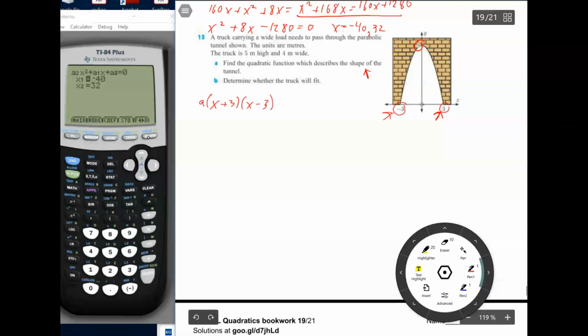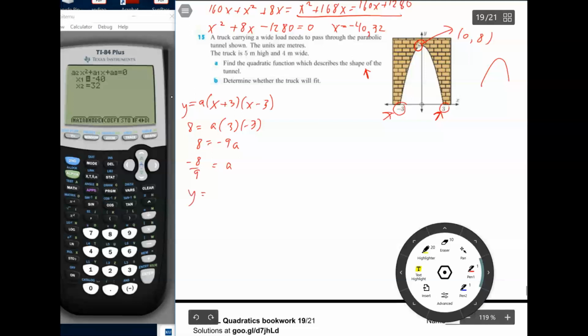We do know that a is negative because the parabola opens down, right? And that equals y. How do we figure out what a is? Okay, we're going to take this point here, which happens to be 0, 8, and plug it in. So x equals 0, y equals 8, right? So 8 equals a times 0 plus 3, which is 3, times 0 minus 3, which is -3, and 8 equals -9a. So a is equal to -8/9. Okay, so we already know what a is.